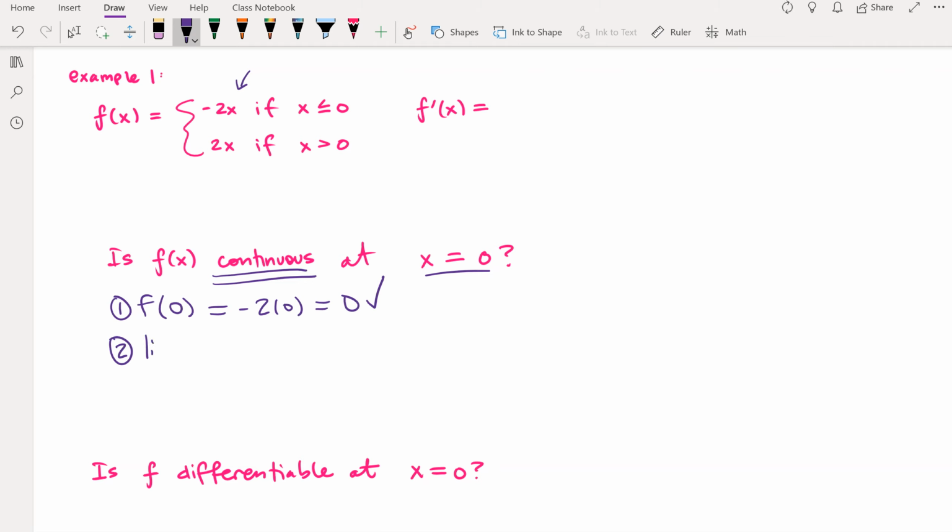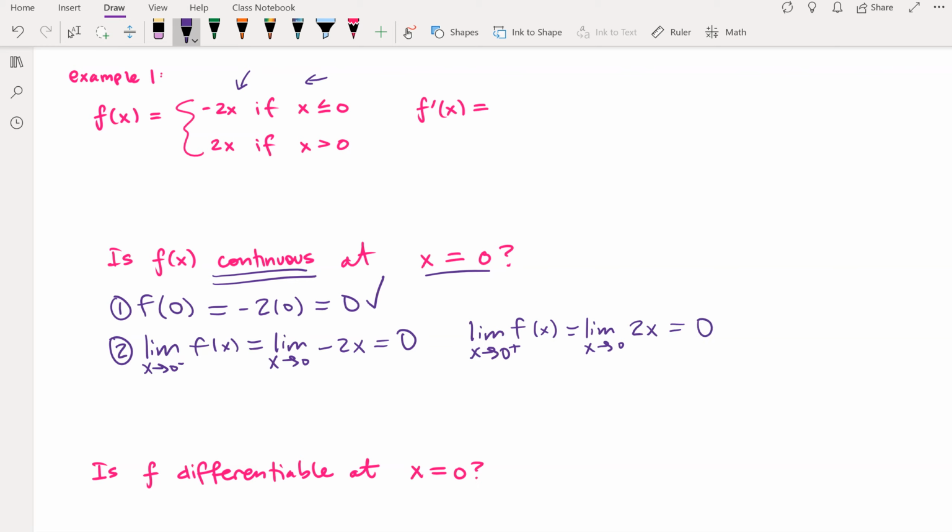Second step for continuity, does the limit from the left equal the limit from the right? So let's find the limit from the left. That is the limit as x approaches 0 of the left function. The left function was negative 2x, which we already found, that's 0. The limit from the right, so x approaches 0 from the right, equals the limit as x approaches 0 of the right piece, so that would be 2x, which equals 2 times 0, also 0. So these equal each other, right?